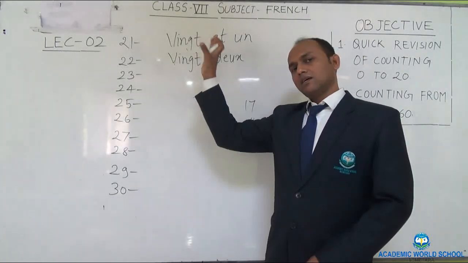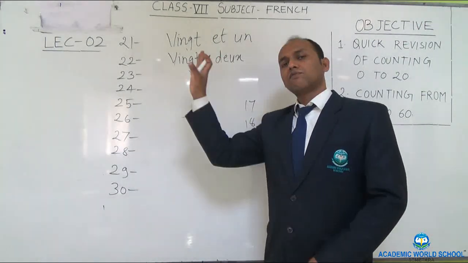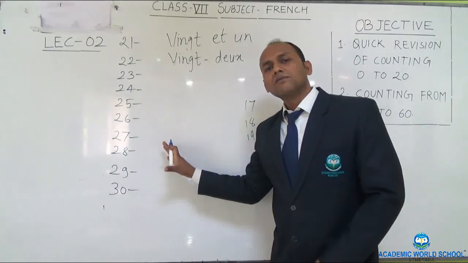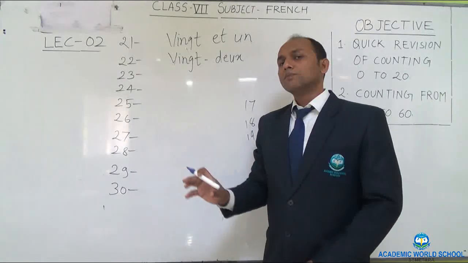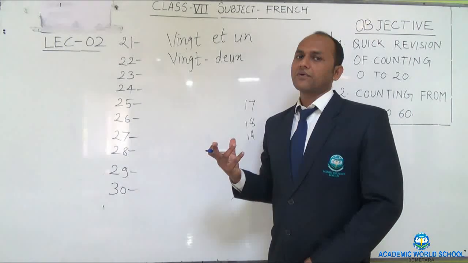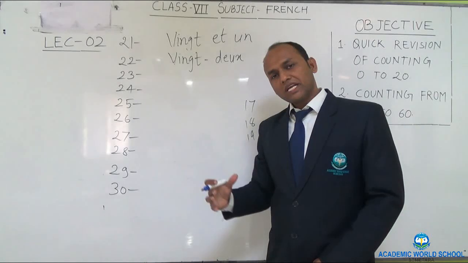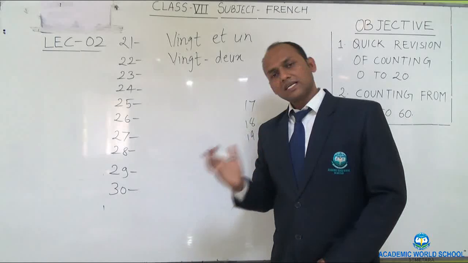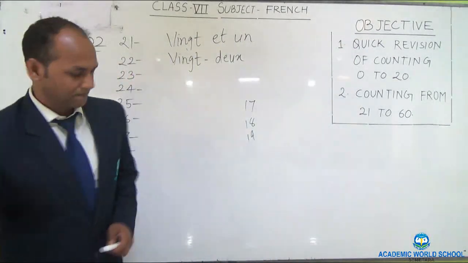Again from 31 to 39, again from 41 to 49, again from 51 to 59. This is the pattern you need to observe, and you will have to apply your brain. Getting it? If you learn a few set of words in counting, you can write the remaining. Alright, so let's go ahead.